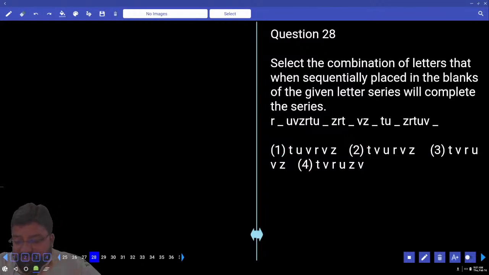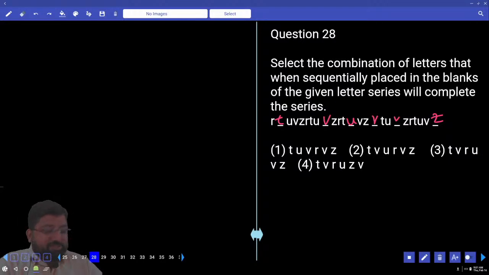Now, this question here, if you look into the options, the first letter in every option is the same. What I say is, this is the easiest question in reasoning. First option is the same. So surely here what comes is T. R T U V Z. Then immediately what do we see? R T U, place Z. So surely V. R T U V Z. Clear? Which option is my answer?